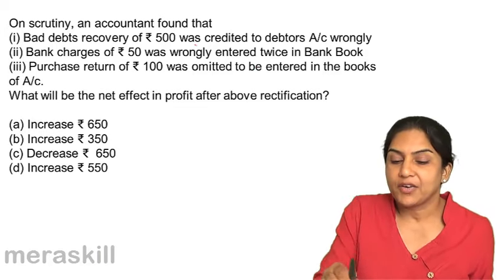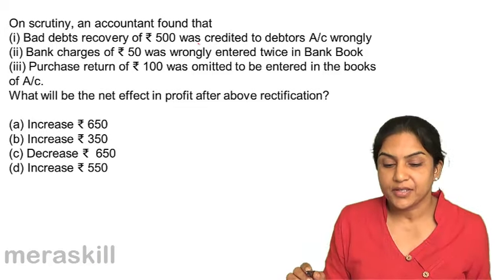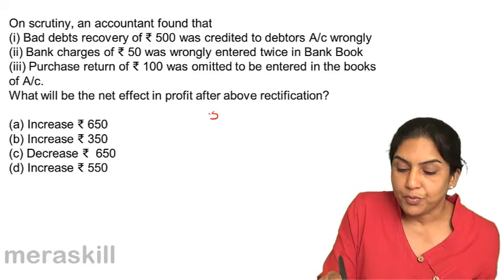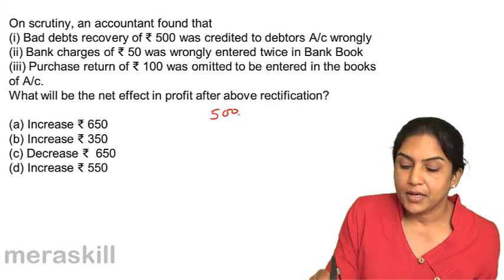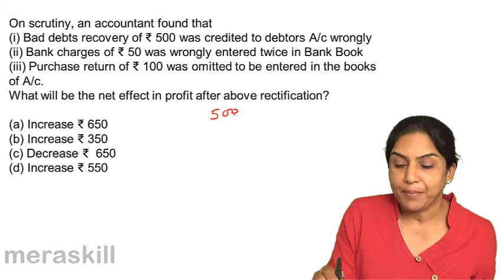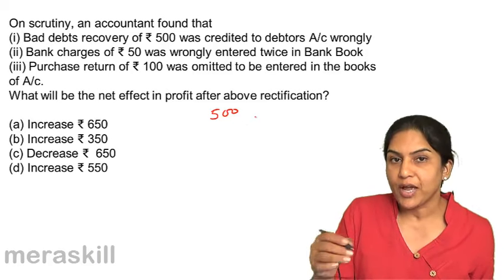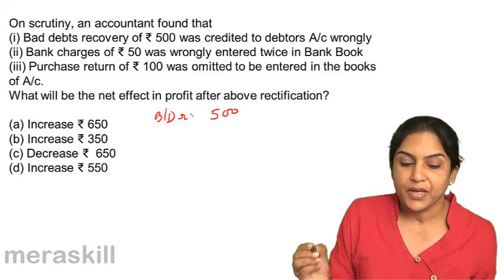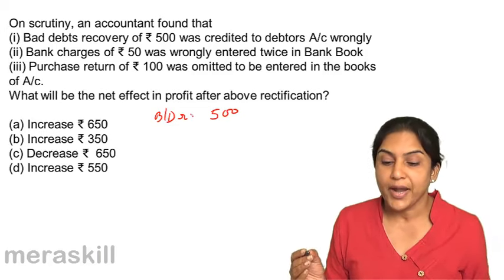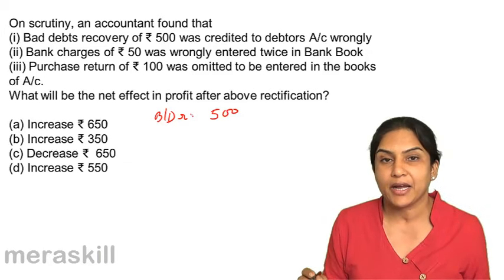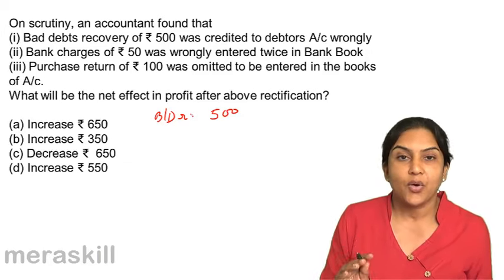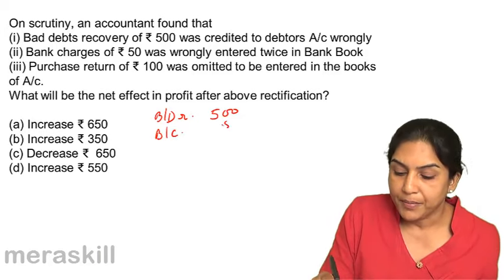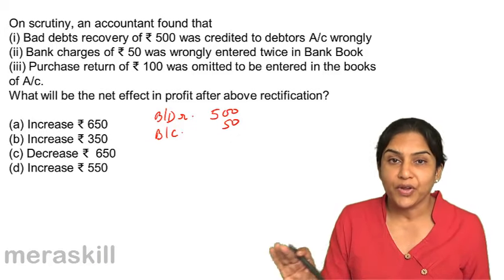So bad debts recovered of 500 had gone to debtors. Now we'll take it to bad debts recovered account. Income will go up, so profit will be up by 500. If profit is going to be up, I'll keep it like this. If it's going to go down, I'll put it in brackets. This is on account of bad debts recovered. Next, bank charges of 50 was entered twice in the bank book. Now I'll rectify it. So again, my profit will go up by another 50 because I'm removing an extra expense of 50.